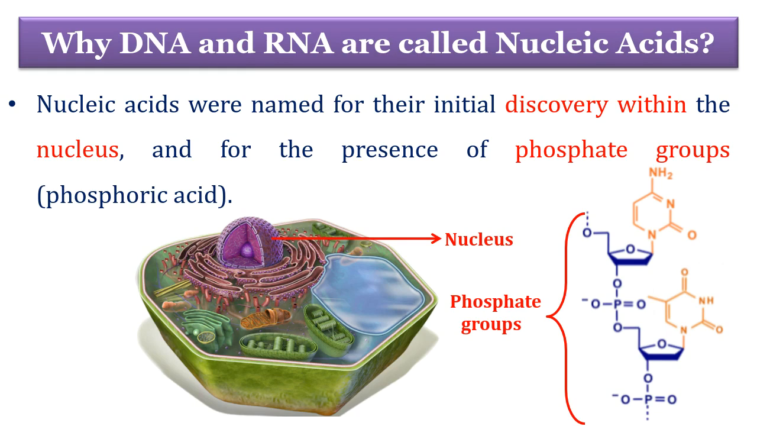The DNA and RNA are called nucleic acids because initially they were discovered within the nucleus, so the word nucleic is taken. These biomolecules possess a phosphate group, which is a derivative of phosphoric acid, because of which they show acidic nature, so the word acid is taken, and by the combination it is termed nucleic acid.